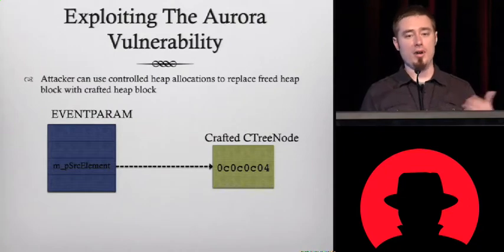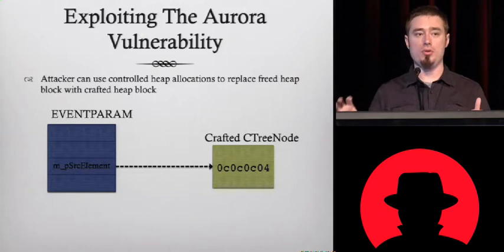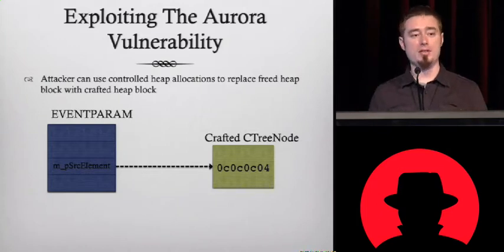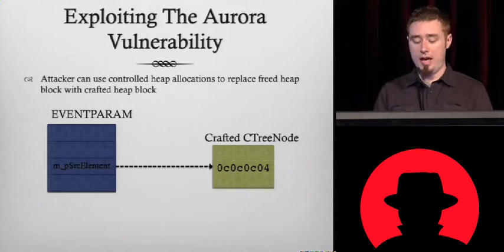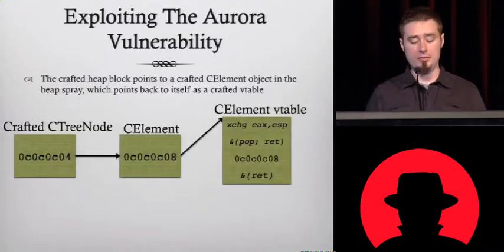And if you go through IE, you can find a number of places where they do memory allocations that let you control both the size and the full contents, the first 4 bytes and the rest. Once you do that, you can have a fully crafted C tree node object. So you just cause that allocation, override it with custom data, and you now have controlled the full C tree node.